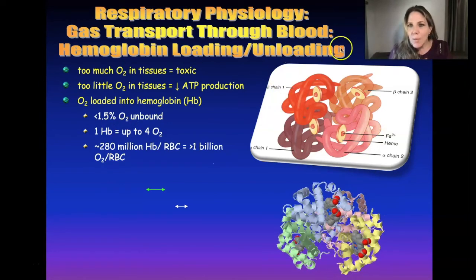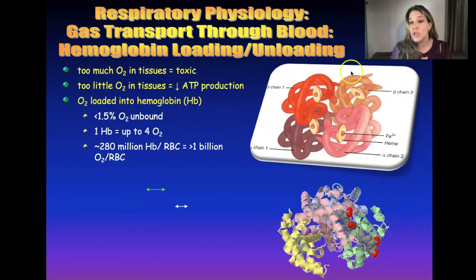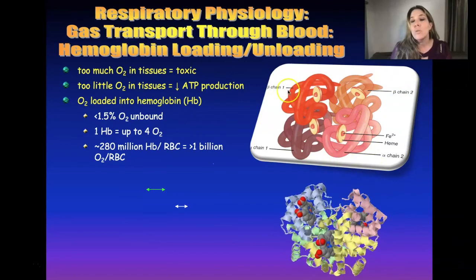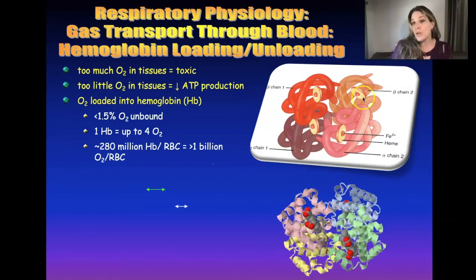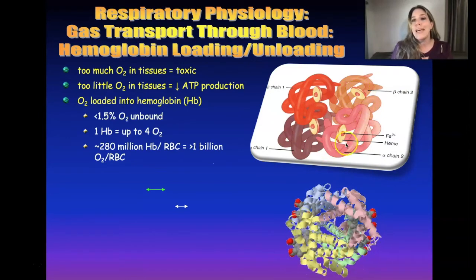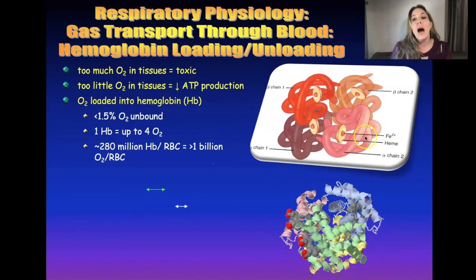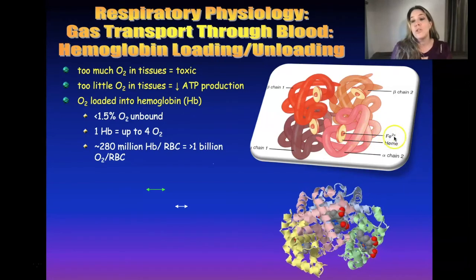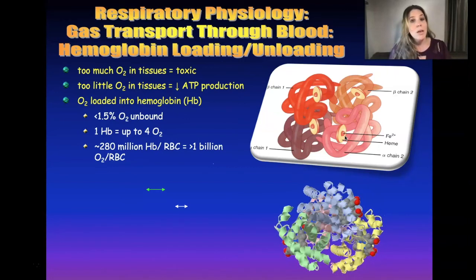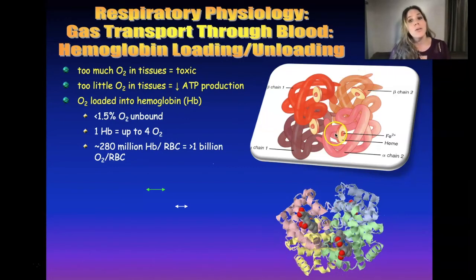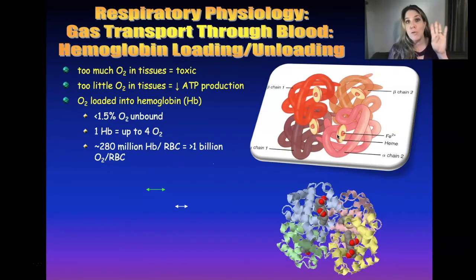Now, each hemoglobin protein has 4 domains, 4 polypeptide chains. 2 are what we call beta chains, and 2 are what we call alpha chains. And in the middle of each of those polypeptide chains is what we call a heme group. The heme group, right smack in the middle, has a single iron ion, Fe2+. And it's the iron that the oxygen is going to actually bind with.